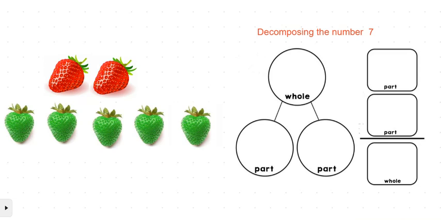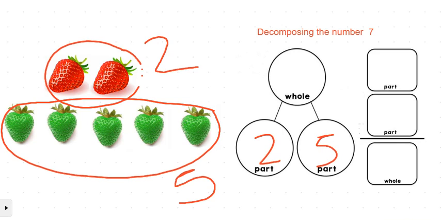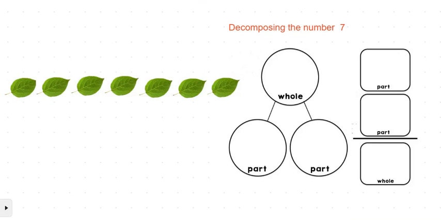Looking at some strawberries, we can go with 2 and 5, because 2 and 5 is equal to 7. Because we did this before, we're not going to spend a long time on this one. 2 and 5 is equal to 7, and that's one way of making 7. Remember, guys, we're trying to see how many different ways we can make 7. Right, let's move on.